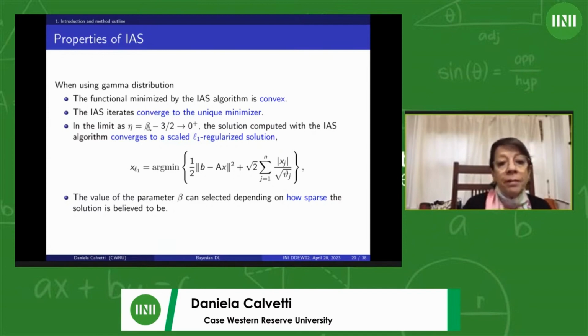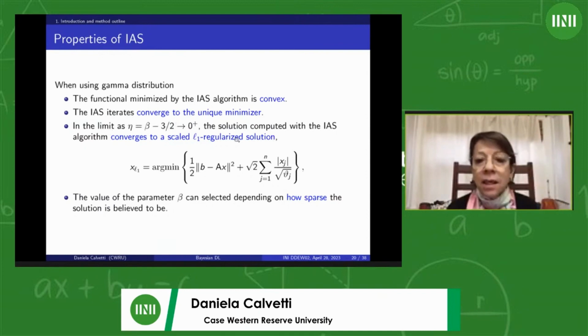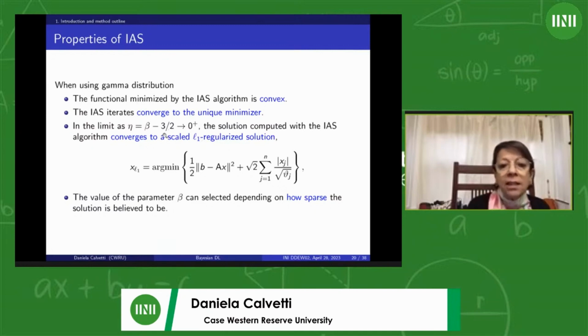If we take one of the parameters and push it to -3/2, a lot of technicalities here, it turns out that the solution we compute will converge, without changing norms, while solving problems just in the two norms with an optimality condition, to what is effectively a scaled, regularized L1 solution of this type. So by applying this algorithm, in the limit as we make beta closer and closer to 3/2, it is as if we were using an L1 norm scaled by a certain quantity here.